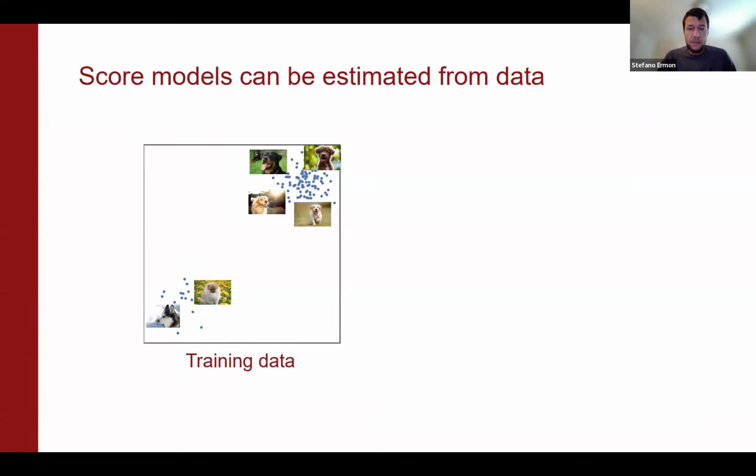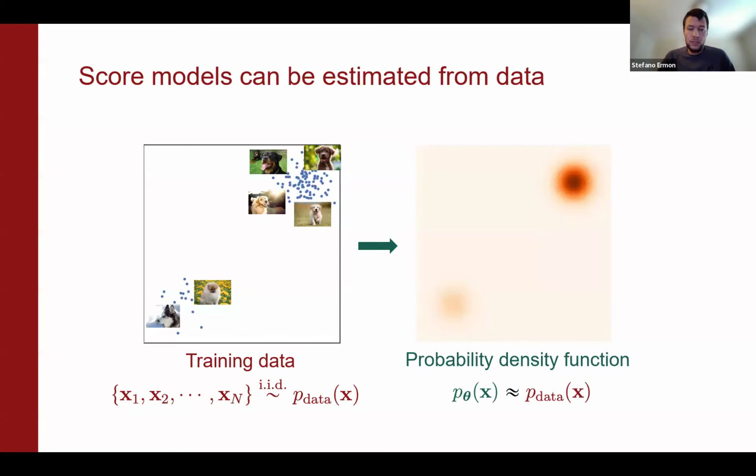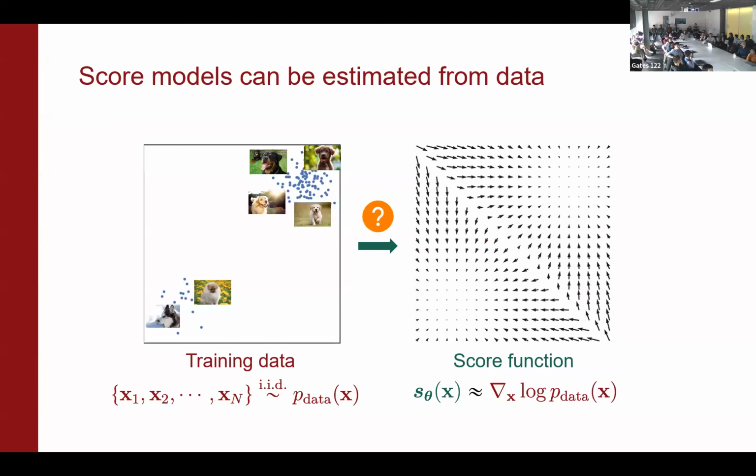Now, how do we estimate scores from data? Like, how do you go from data points, a bunch of samples from a distribution, to... One second, we have a question from the room.